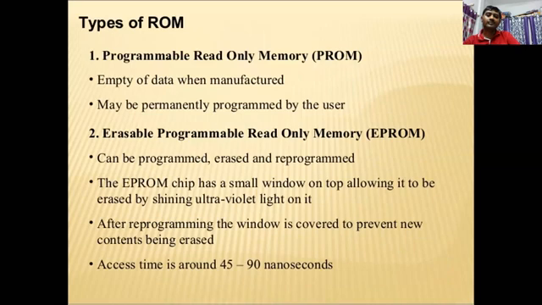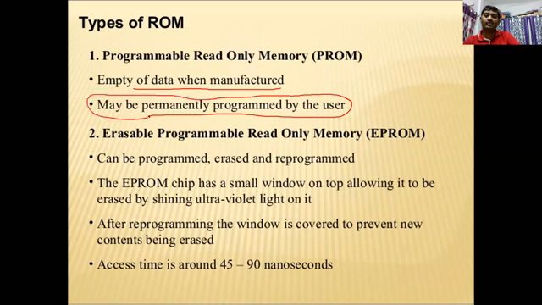Types of ROMs: just now we mentioned programmable read-only memory. When it is manufactured, it is an empty memory, and it can be programmed once by the user. Once it is programmed, you cannot change the program further; it is only one time. Erasable programmable read-only memory means that, in a PROM, if you program it and by mistake there is an error in the program, you cannot erase it. But you can go for EPROM, where the contents can be erased and it can be reprogrammed.